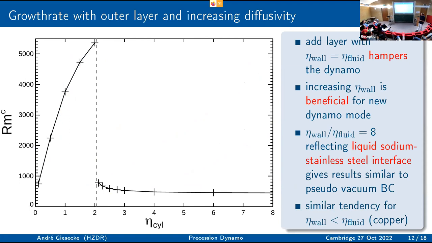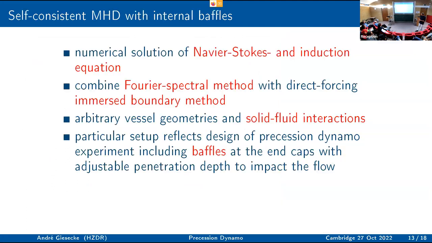Again this shows a critical magnetic Reynolds number, and there is a threshold at which the new eigenmode becomes dominant. This then appears as a jump, a strong drop in the critical magnetic Reynolds number. So in any case, this shows that the electrical boundary conditions are indeed very crucial for the solution.